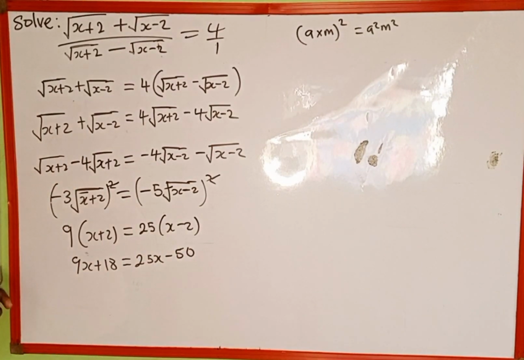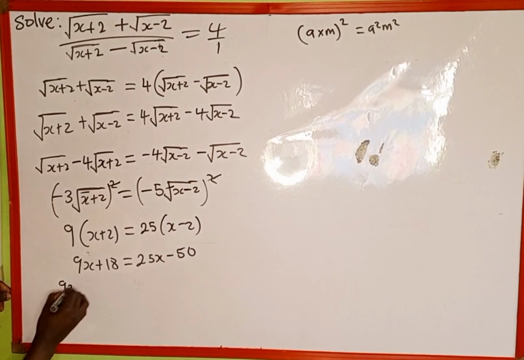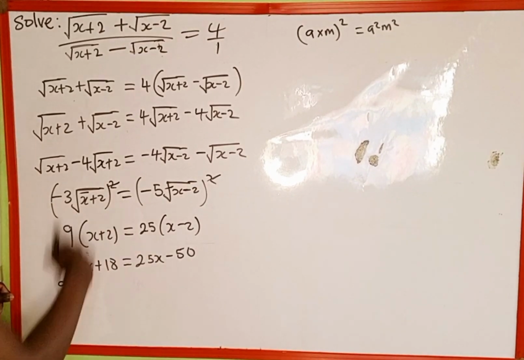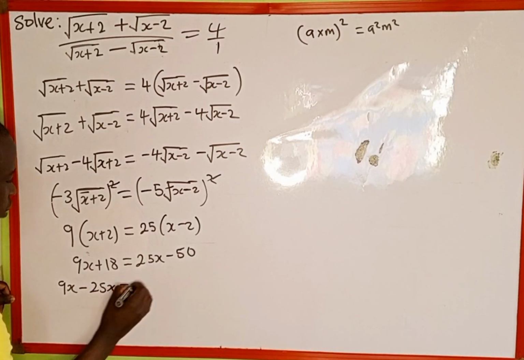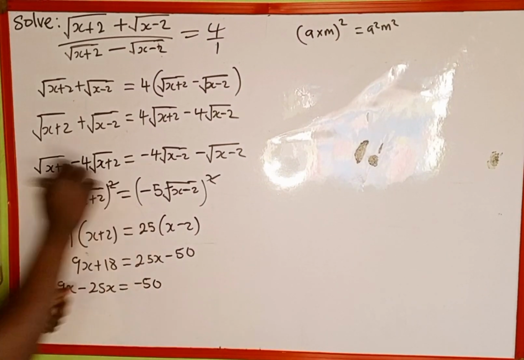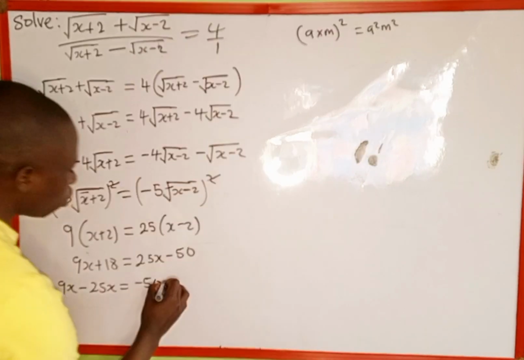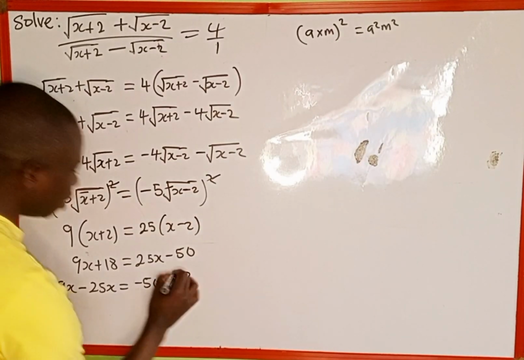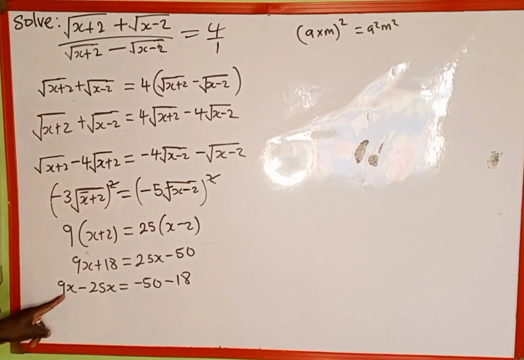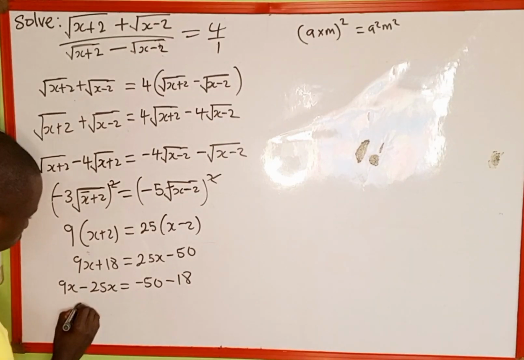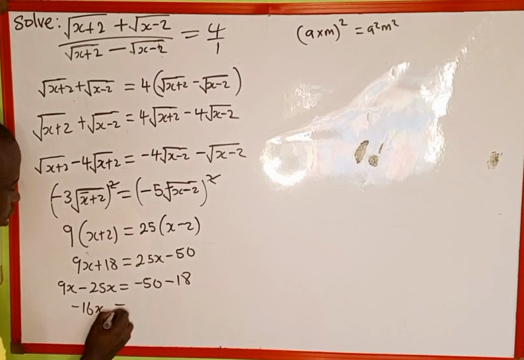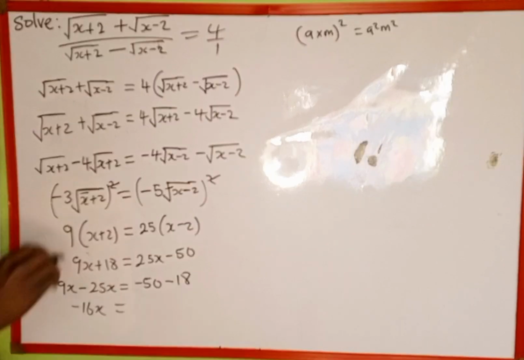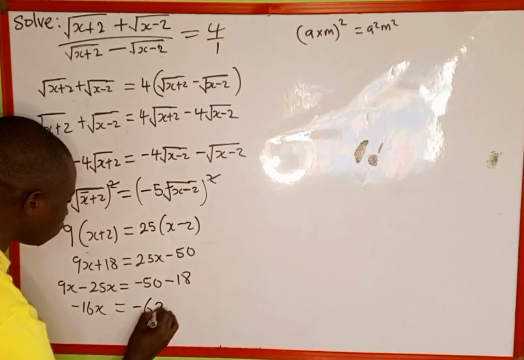So the next thing is to combine the like terms. We have 9x here. When we take this 25x to the left hand side, it will become negative 25x, which is equal to negative 50. Then we take this 18 to the other side, it becomes negative 18 because this is positive. Now 9x minus 25x gives us negative 16x, which is equal to negative 50 minus 18, which gives us negative 68.